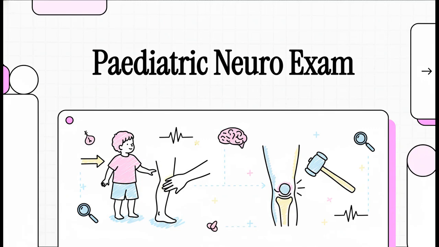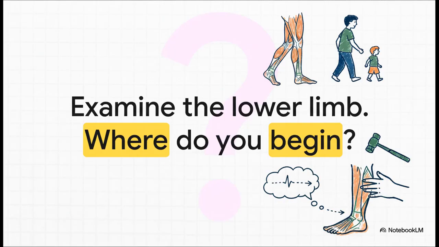All right, let's talk about something that can make any medical student's heart pound, the pediatric neuro exam. Today, we're going to zero in on the lower limbs and give you a solid, confident approach you can use even when the pressure is on. So picture this. The examiner says, examine the lower limb. The clock starts ticking, and bam, the pressure's on.